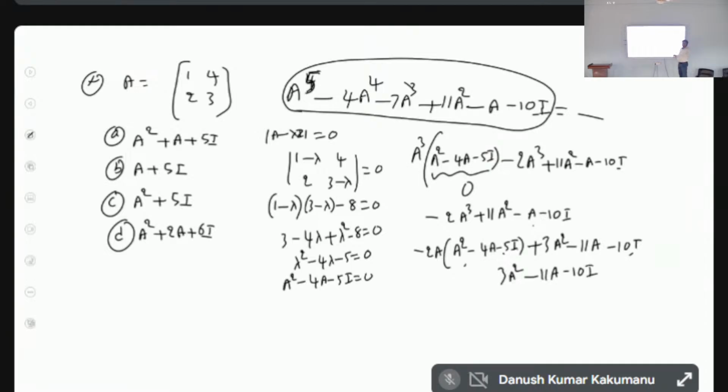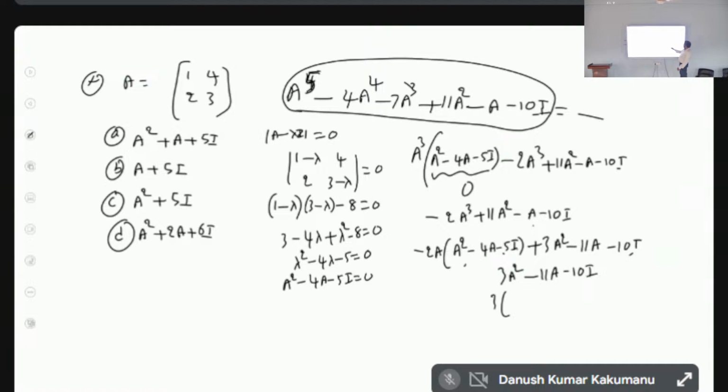Is this there in the answers? The quadratic is not there, right? You are not responding, yes or no? Which options are wrong? A, C and D are wrong. What's left? Definitely B. Also check by substituting A square here.